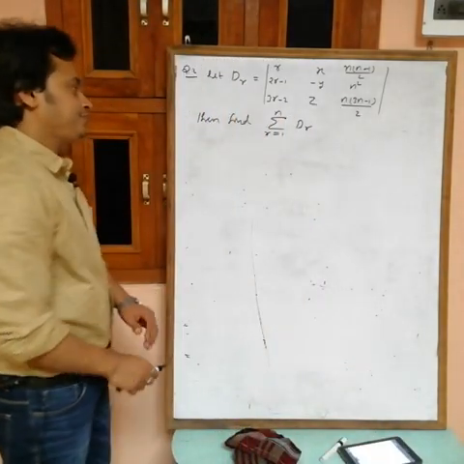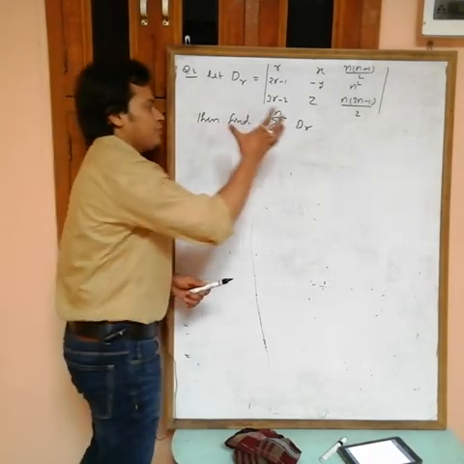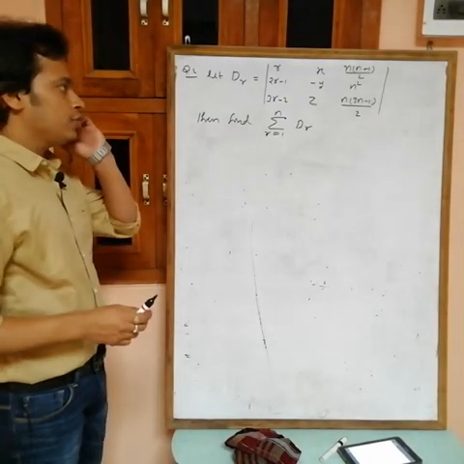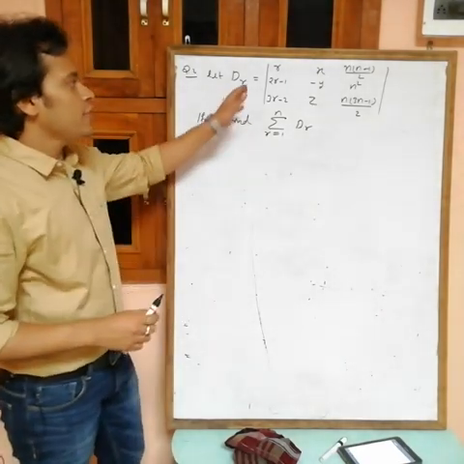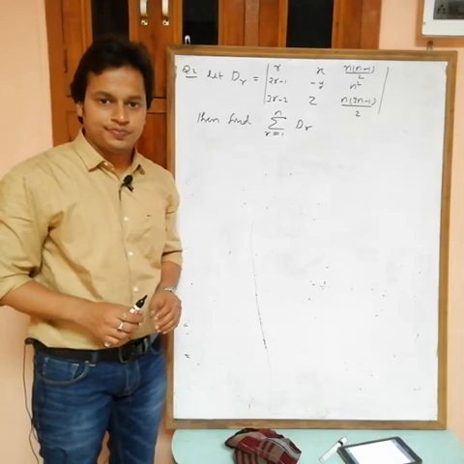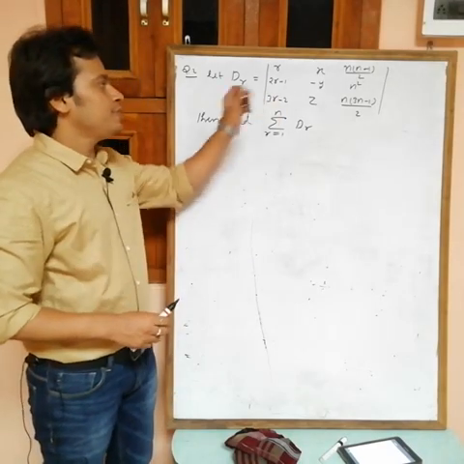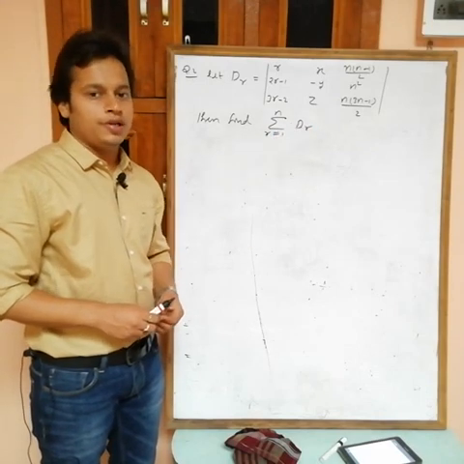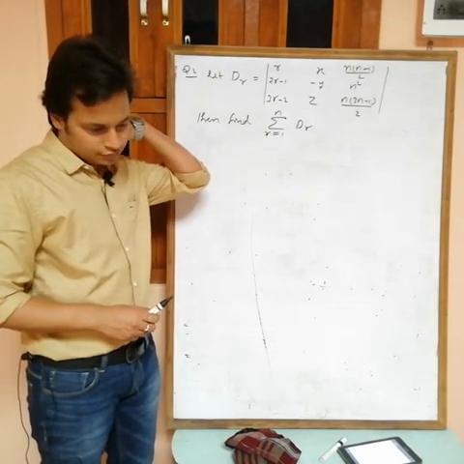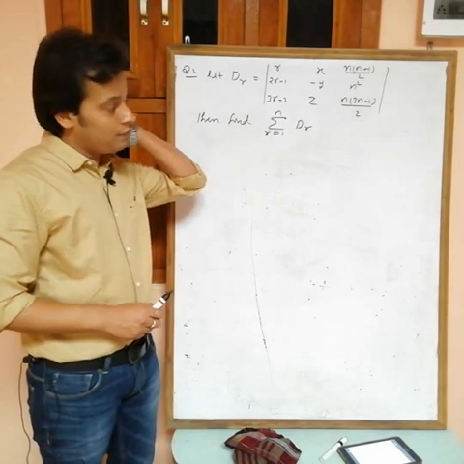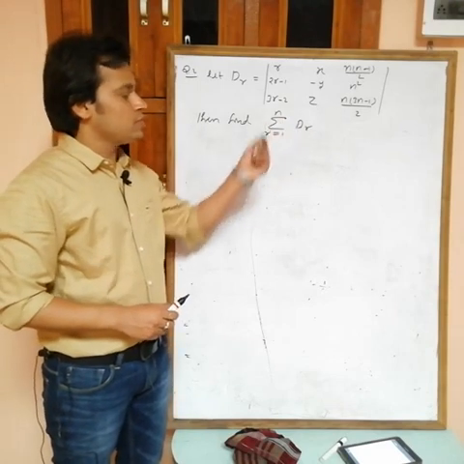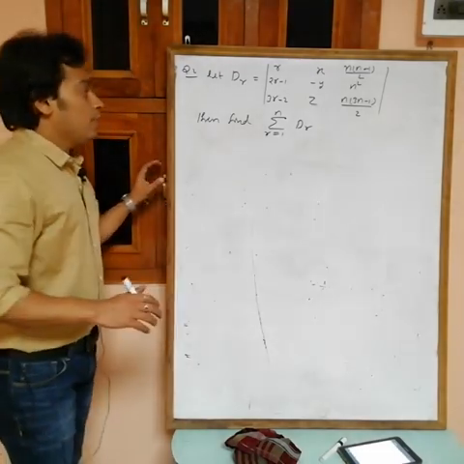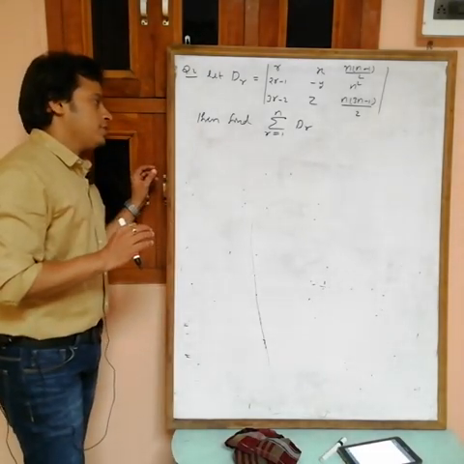Okay, now we want the value of sigma r equals 1 to n of dr. Now I have two options. First option, first expand this determinant. If you expand this determinant, then you will get the value of dr, and then put the value of dr in this sigma to find the value of sigma dr. But I will use another method this time.